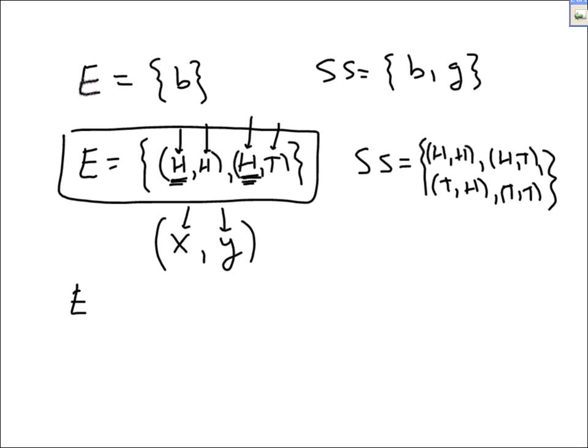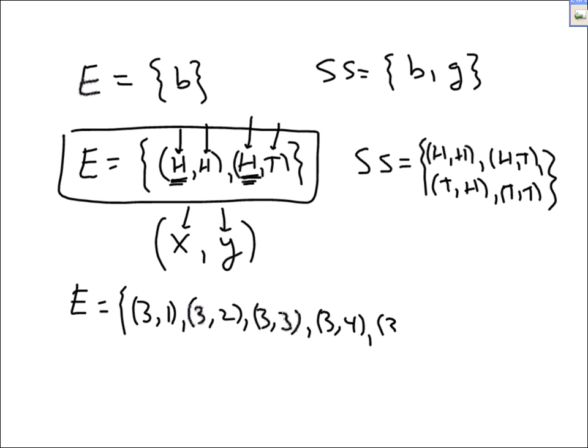If I said E is equal to 3-1, 3-2, 3-3, 3-4, 3-5, and 3-6. This is a subset, and I'm telling you this. There's no other way you should know it. This is a subset from the experiment of rolling two dice. How would you describe this event? The answer is the first die always is 3. The first roll is 3.